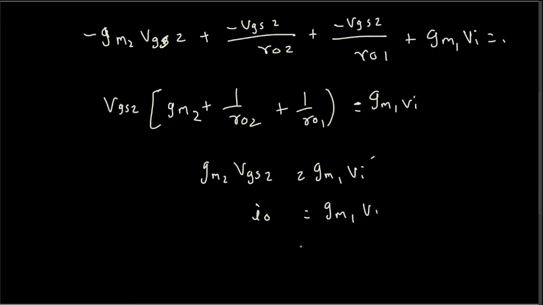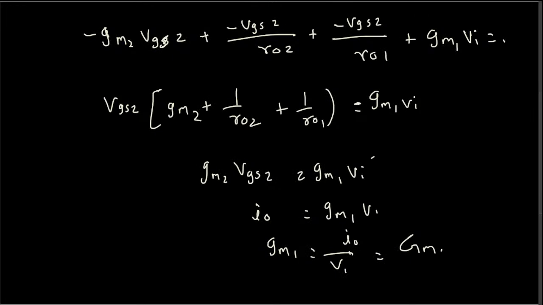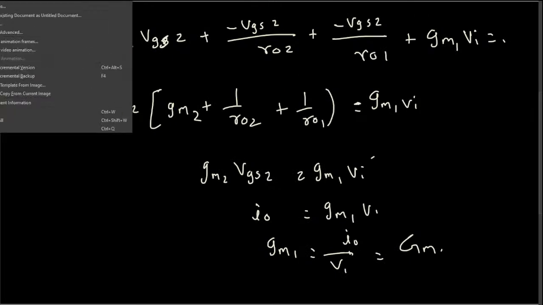Therefore, GM1 is equal to I naught divided by Vi, which is equal to capital GM. So the transconductances are also equal for both of them. That's the thing we are proving right here. So transconductances are equal, overdrive voltages are equal. Now let's look at the gain. That's the last thing.